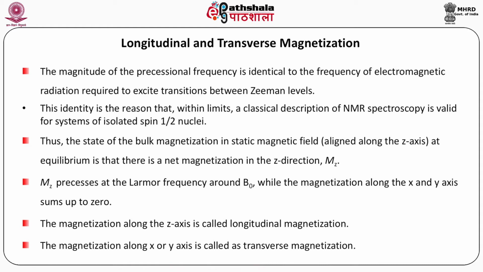Thus, the state of the bulk magnetization in a static magnetic field aligned along the z-axis at equilibrium is that there is a net magnetization in the z direction, Mz. Mz precesses at the Larmor frequency around B0, while the magnetization along the x and y axes sums up to 0. The magnetization along the z-axis is called the longitudinal magnetization, and the magnetization along the x or y axis is called the transverse magnetization.